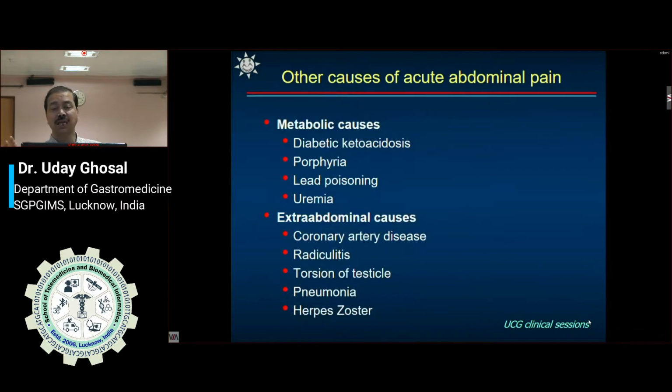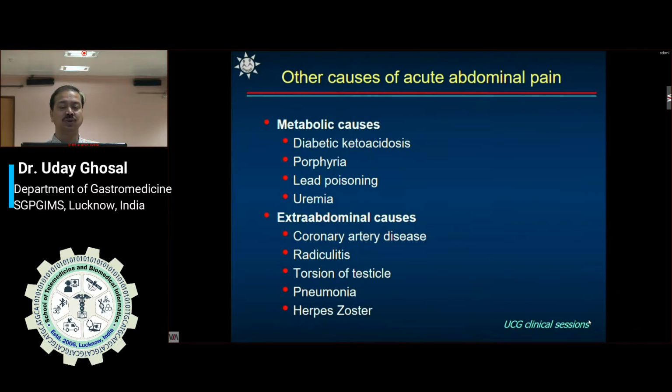On the other hand, you can get acute abdominal pain in the absence of abdominal disease. For example, diabetic ketoacidosis can present with acute severe abdominal pain. Porphyria can cause recurrent abdominal pain. Lead poisoning causes abdominal pain; typically they have anemia, basophilic stippling, and abdominal pain. Uremia can present as abdominal pain.